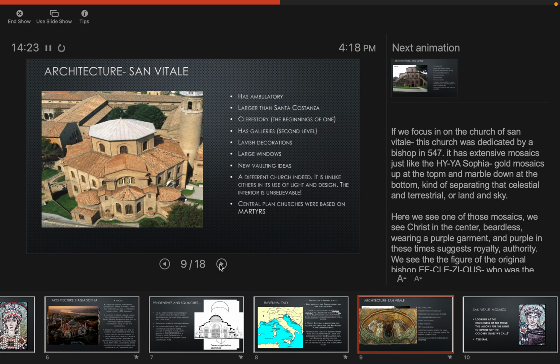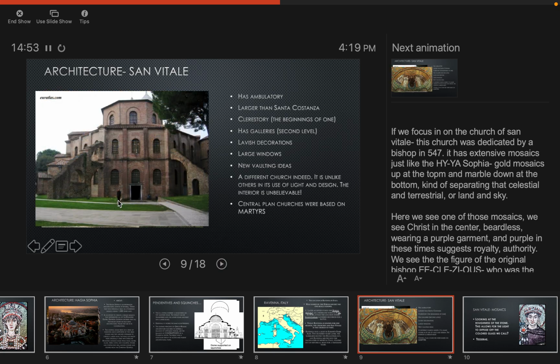If we focus in on the Church of San Vitale, this church was dedicated by a bishop in 547. It has extensive mosaics, just like the Hagia Sophia. Gold mosaics up at the top and marble down at the bottom, kind of separating that celestial and terrestrial, or land and sky. We see these supports here. Those are buttresses, by the way.